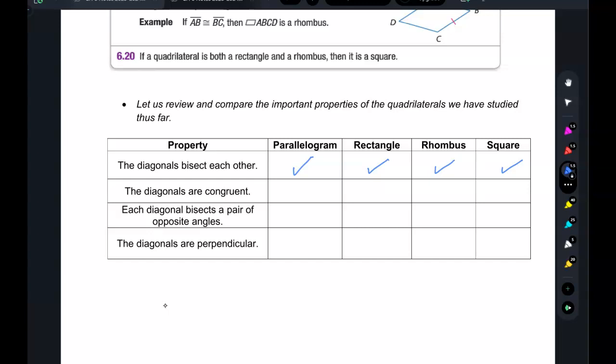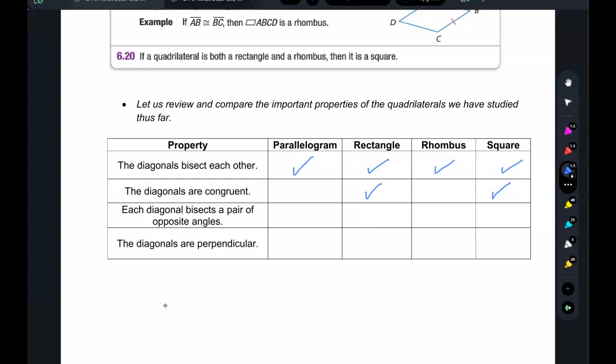Okay, which ones are the diagonals congruent? Rectangle and square only, because a parallelogram, think about it. But didn't you say squares are parallelograms a minute ago? A square is a rectangle and a rhombus combined. Oh, rectangle. Yeah. Okay.